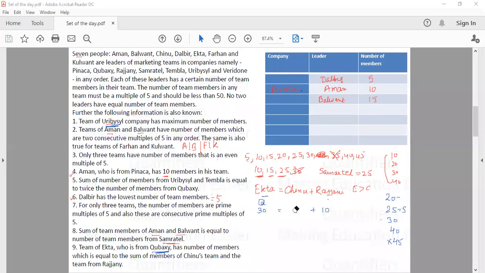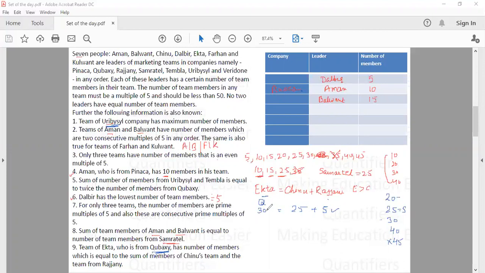Now the second possibility is that Chinu's team has 25 members and Rajani's team has 5 members. In this case, it is possible that Chinu works for Summertel and Rajani's team has 5 members. So Dalbir is the person leading the team with 5 members, and Dalbir is the person from Rajani's company. That is very much possible, so this is one of the valid cases. I'm not erasing this part because there is nothing wrong in this case, but that doesn't mean I will not check the other cases.